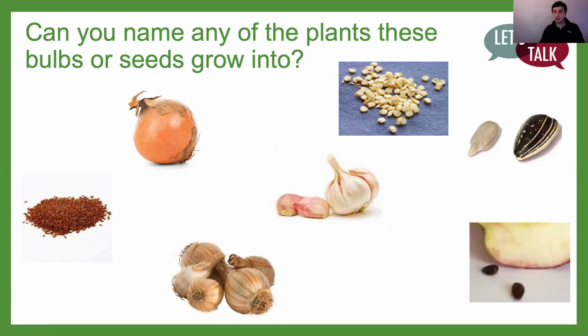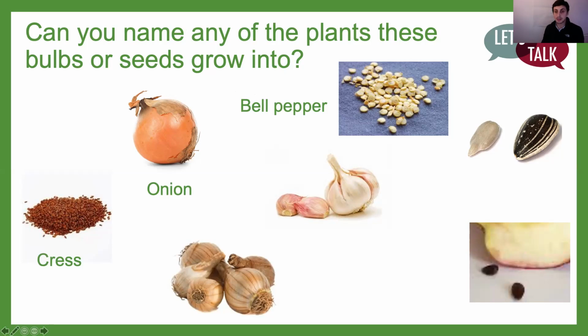Okay, well done. You might even have some of these in your homes already. You might have some cress seeds. You may have an onion. I've got a couple of onions in my cupboard over there. And the onion is obviously a bulb, isn't it? You can even see on this picture here, if you look at the bottom, there's the roots of the onion. If it was planted, that would start to grow.